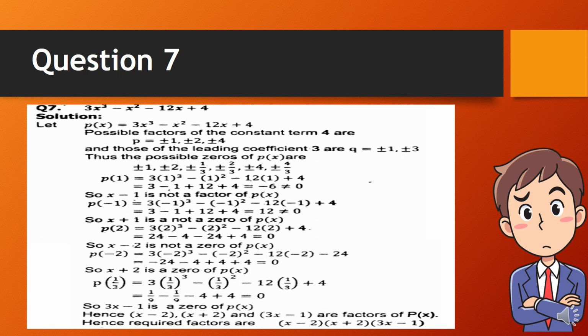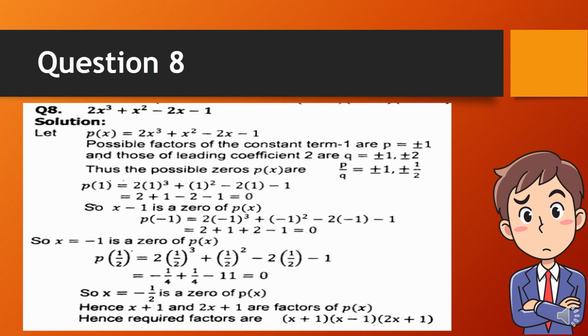Similarly, check P of 2, it will give you 0. So you can write that it is a factor of the given polynomial. Then check the remaining numbers. So you can write that the required factors are x minus 2, x plus 2, 3x minus 1.